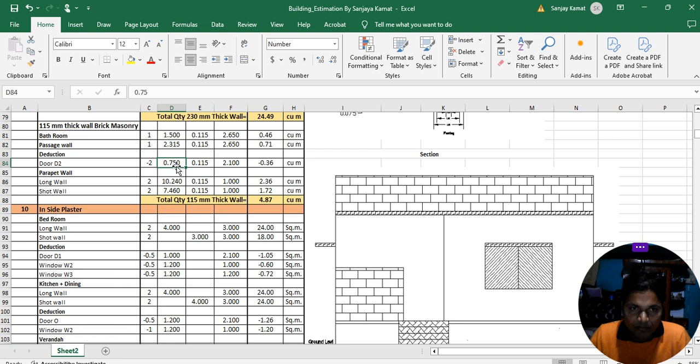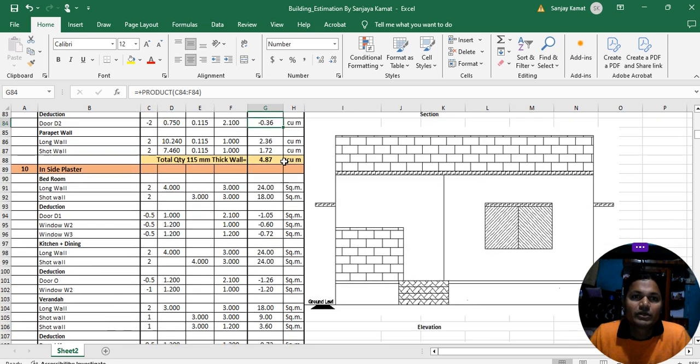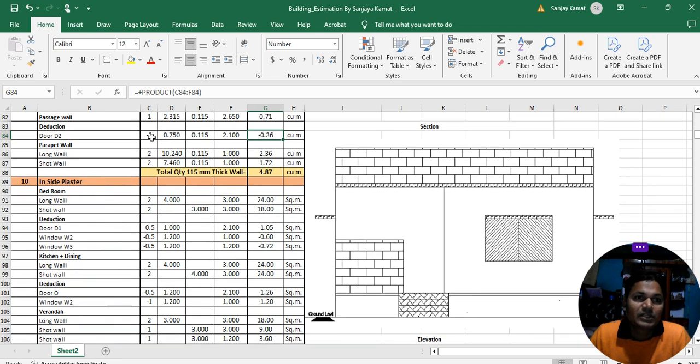Length will be 0.50 meter. Breadth will be 0.115 meter. And depth will be 2.100 meter. Once you have the four values, you multiply each term, and after multiplying you get the volume. This time you will get a negative, because the door number is negative, so you will get minus 0.36 cubic meter.